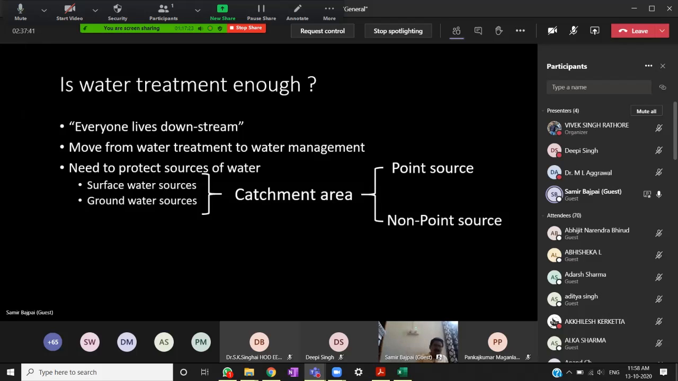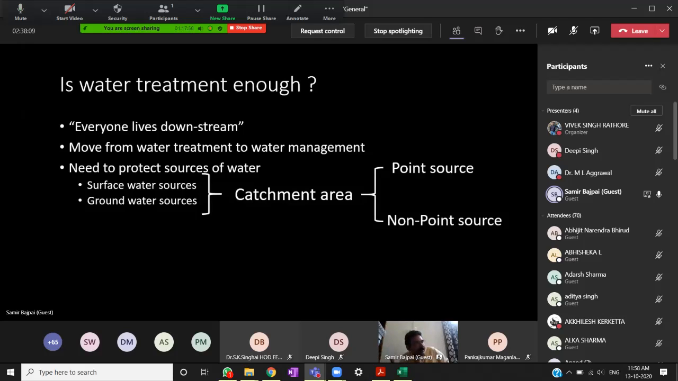And because of this, the whole catchment area from where we are getting our water, be it a surface water source or a groundwater source, the quality of that catchment area is highly compromised. All the water coming into our water sources is highly contaminated, and this contamination is increasing both in terms of quantity as well as characteristics. So we can't depend on water treatment.